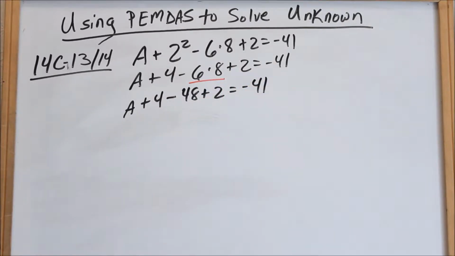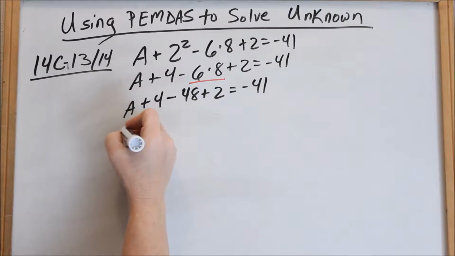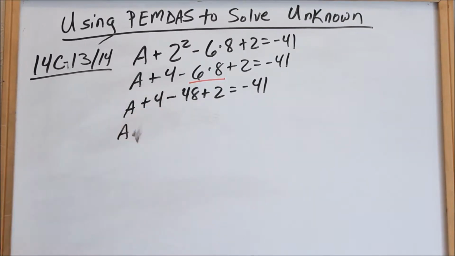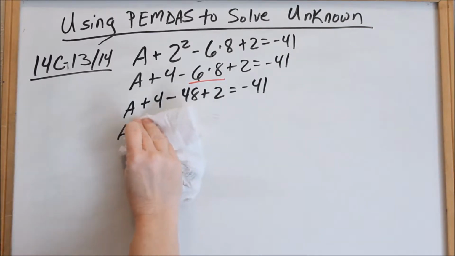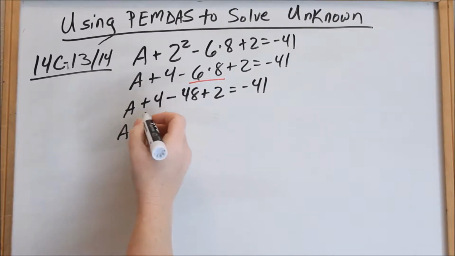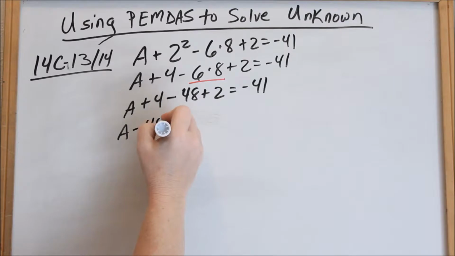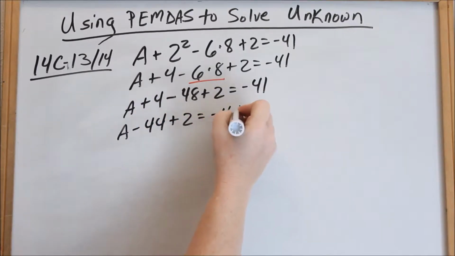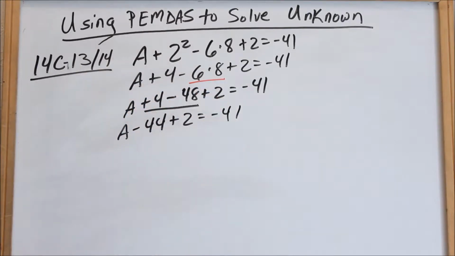Now PEMDAS says do addition and subtraction, but you do it left to right, okay? Don't do all the additions first. So we have to do our positive 4 minus 48. If you have 4 and you get in debt 48, you're still going to be in debt. So that would be a negative 44. And then plus 2, I would recommend do these one step at a time. Left to right. Do that first. Get an answer. Then keep going.